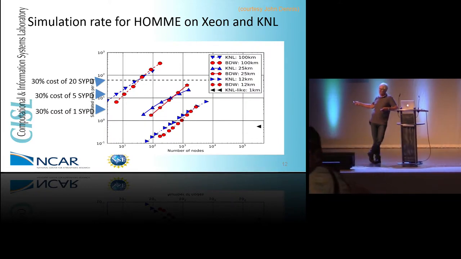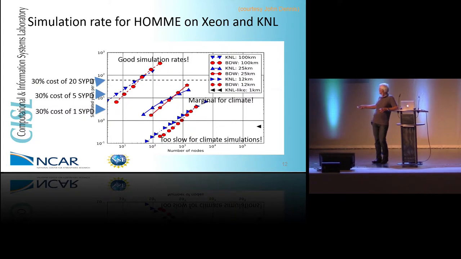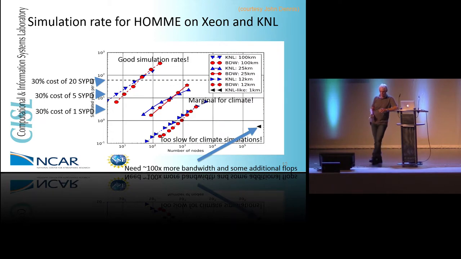And remember, I said we need at least one simulated year for this cloud resolving work. For real climate applications, you need even more. So this here is marginal for climate. And this down here is a test with a 1 kilometer resolution, which is way too slow.